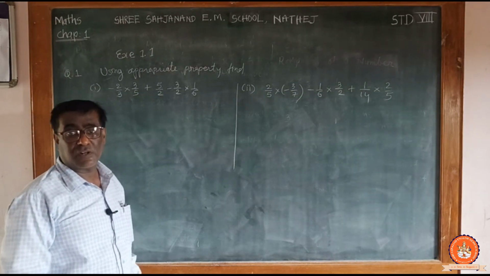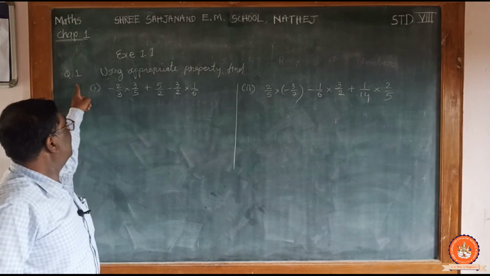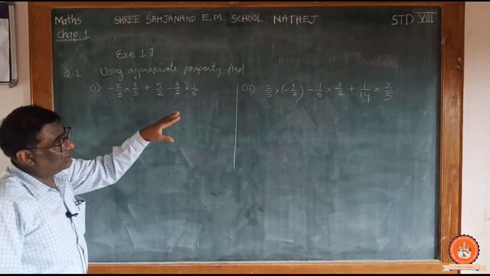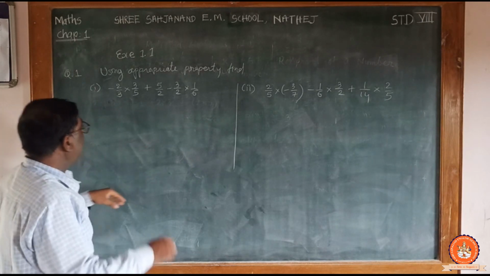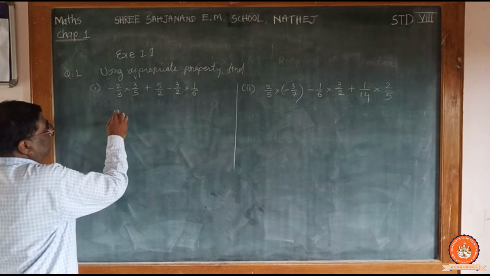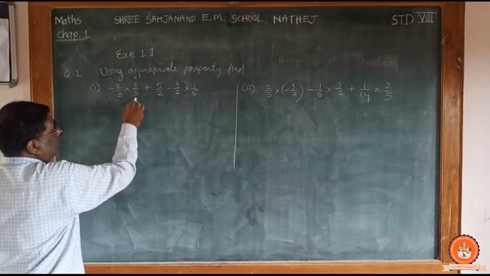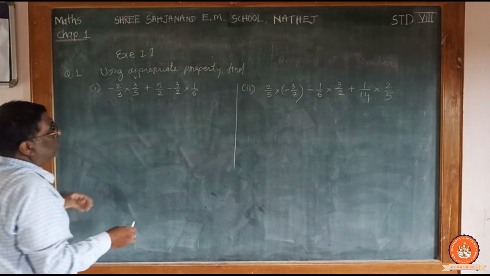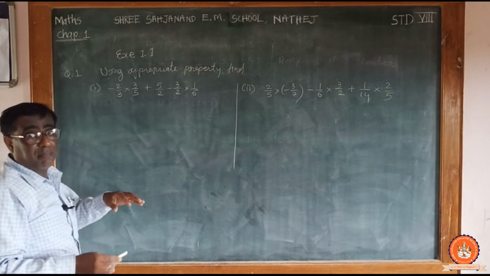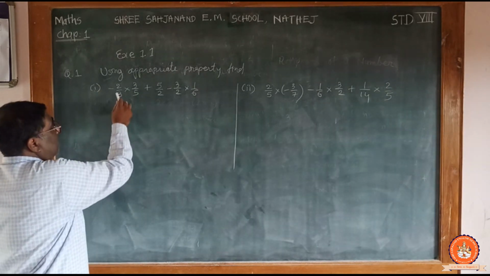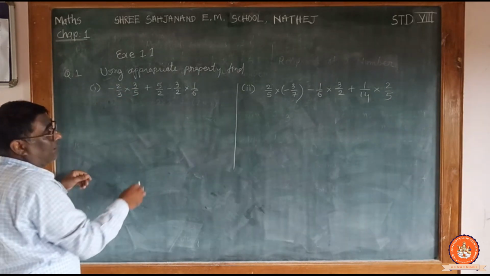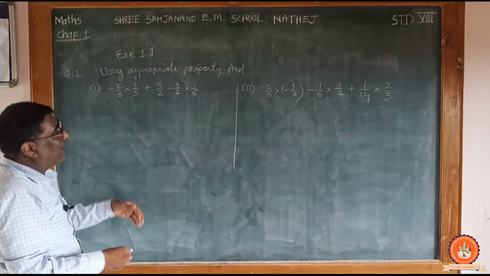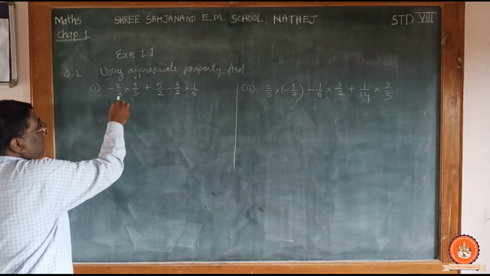Now exercise 1.1, question number 1. Using appropriate property, find. So we have to find the answer for these two questions. Okay, now see, minus 2 by 3 into 3 by 5 plus 5 upon 2 minus 3 by 2 into 1 by 6. So no brackets are given. So as per the BODMAS rule, we have to use brackets, division, multiplication, addition and subtraction. So multiplication will be used first.